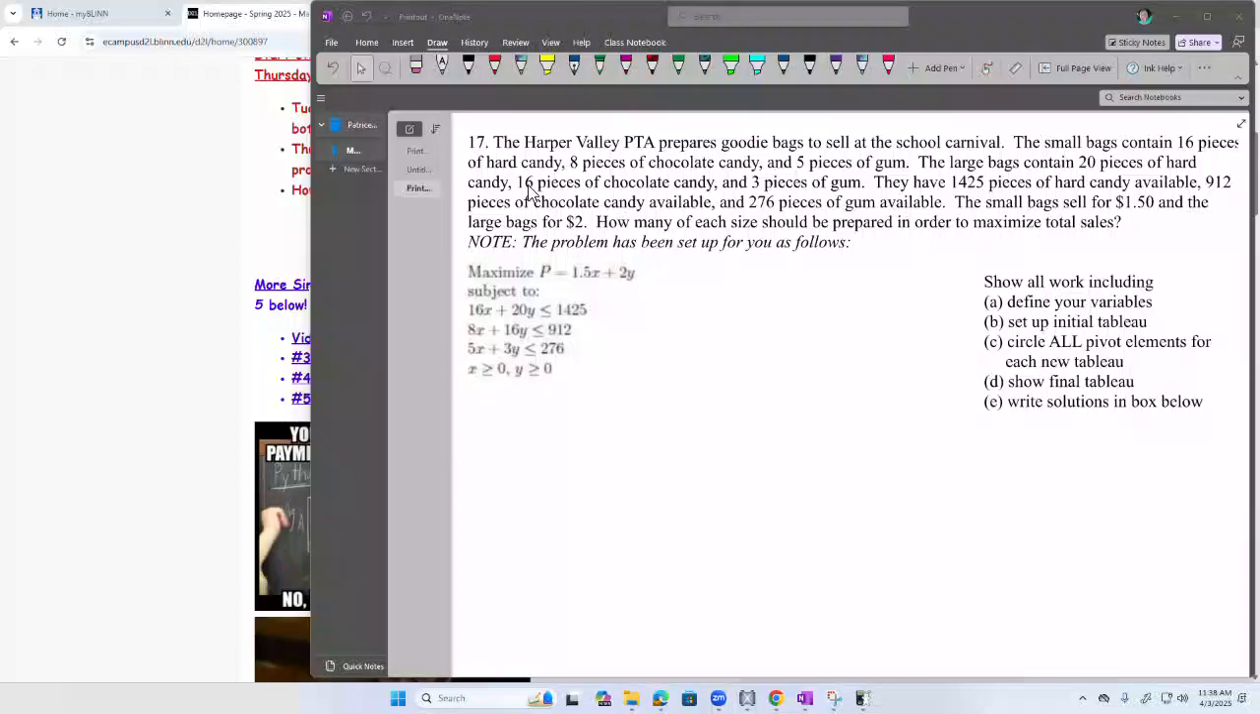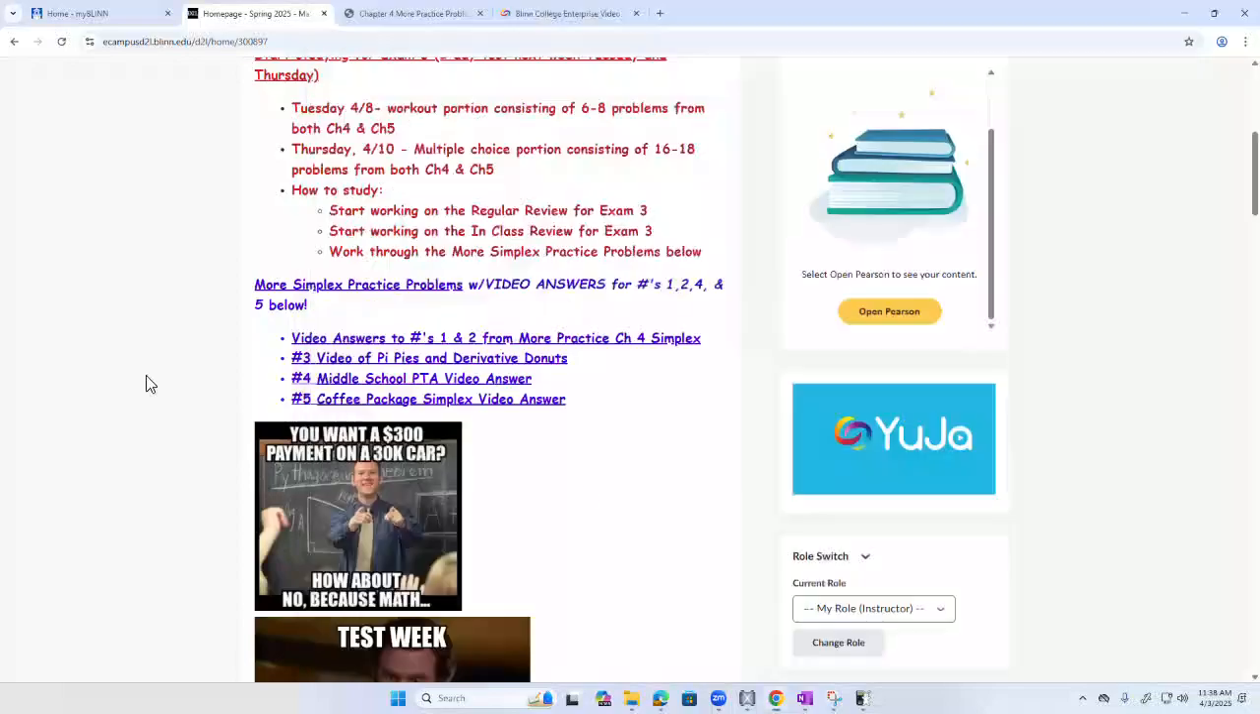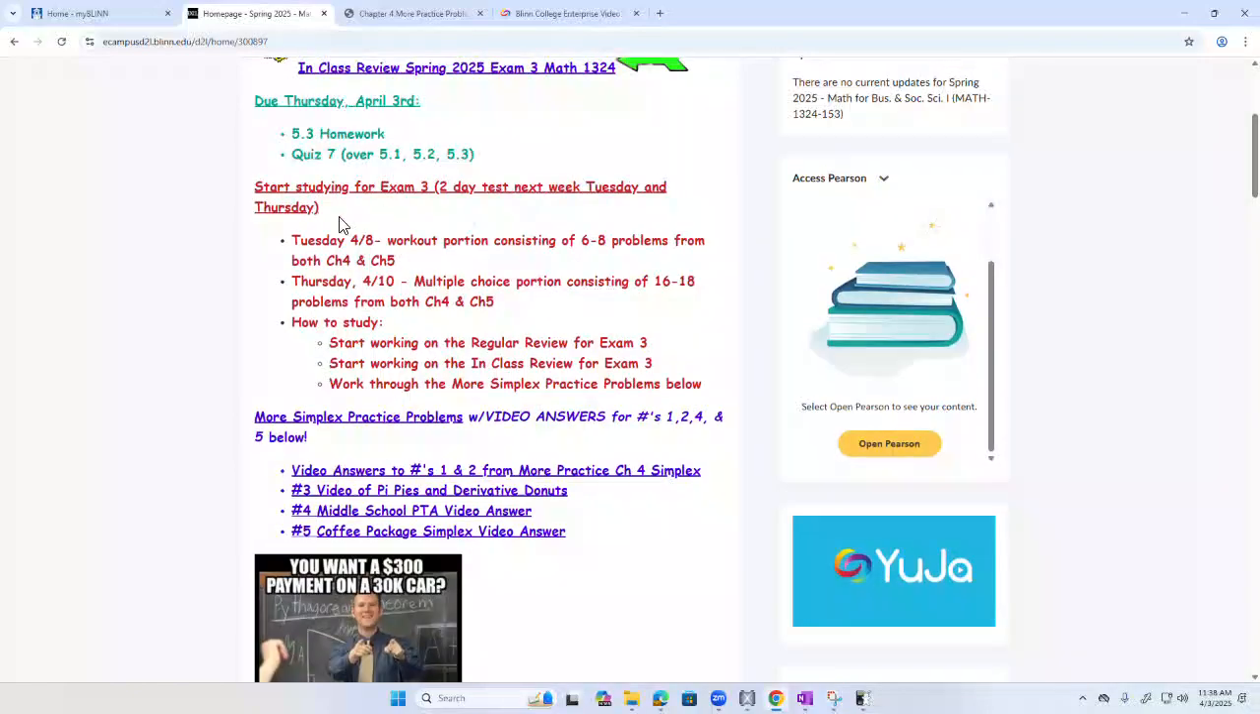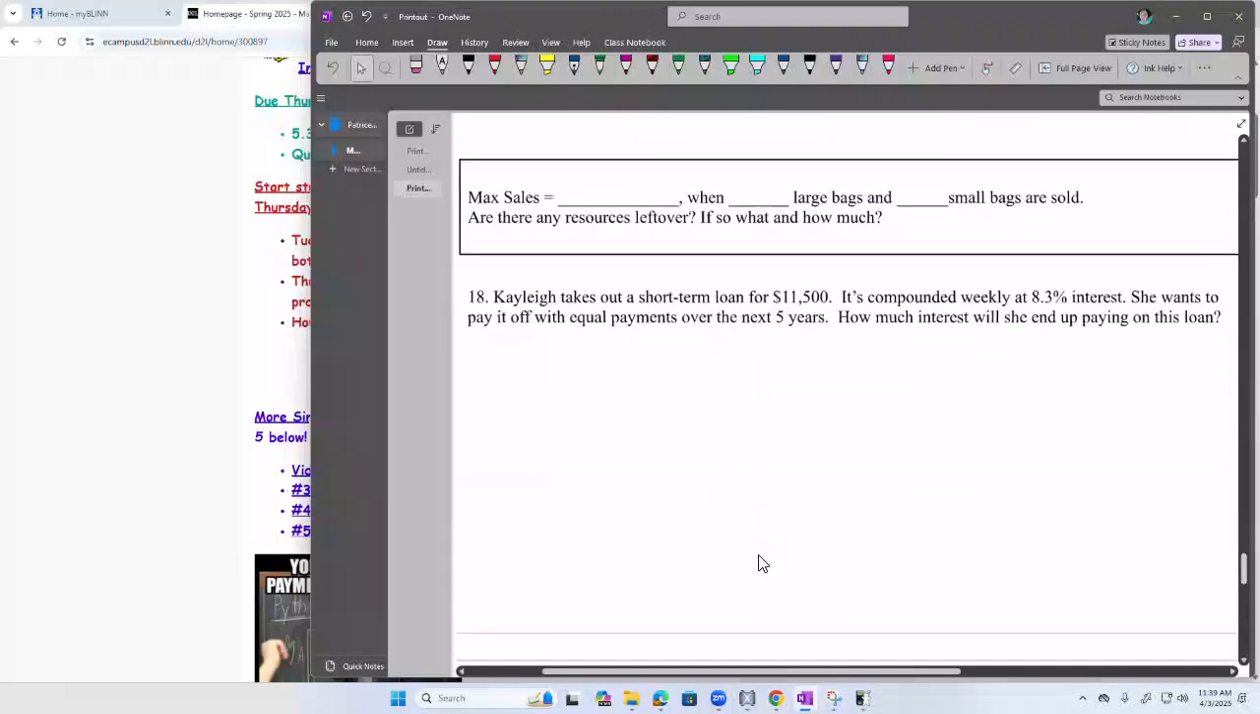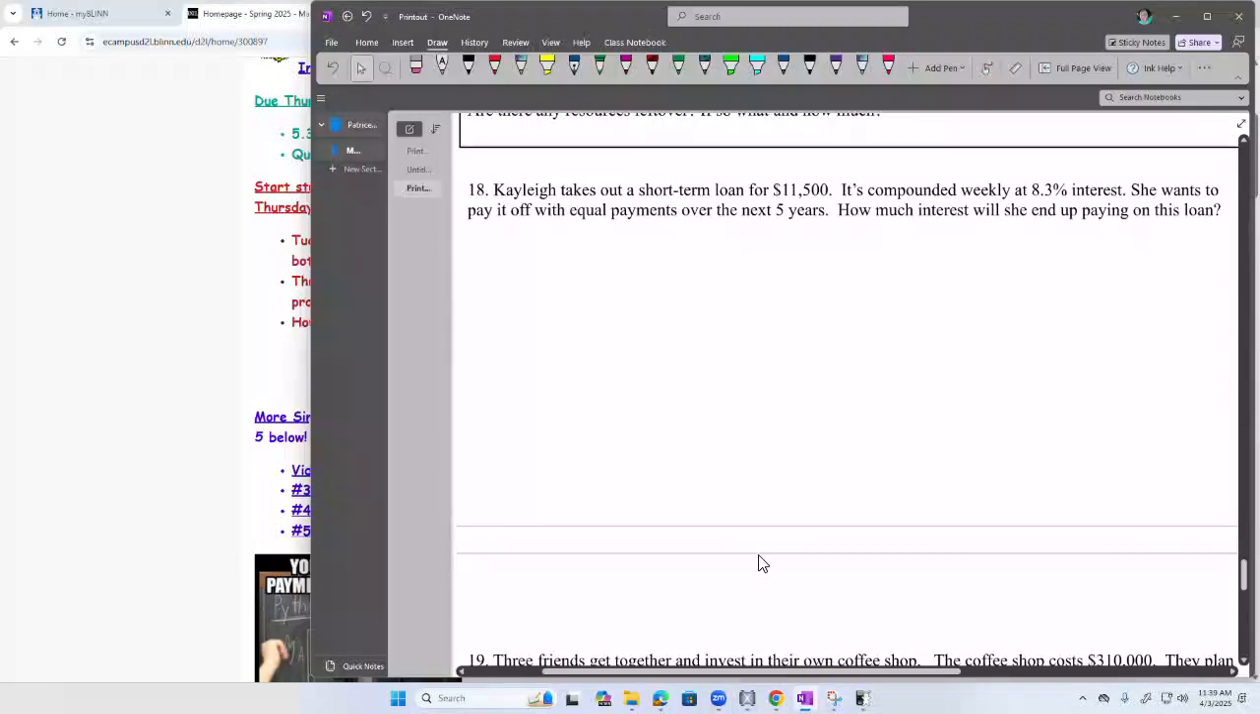So on number 17, it's this PTA problem. I just changed the name of the school. So back over on announcements here, where it says more Simplex practice problems, number 4 is the PTA problem. So you can watch number 4 video if you need help with it. And then the review has different numbers, so you can kind of just see how you do on that. But I already have a video made of how to do this PTA problem just with different numbers. So I am gonna move on to 18.